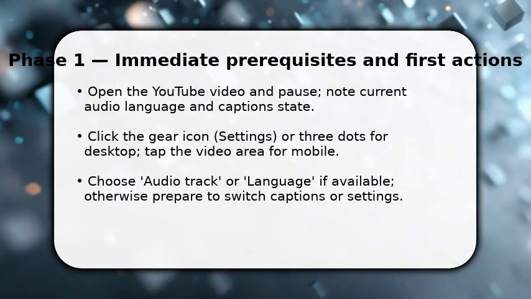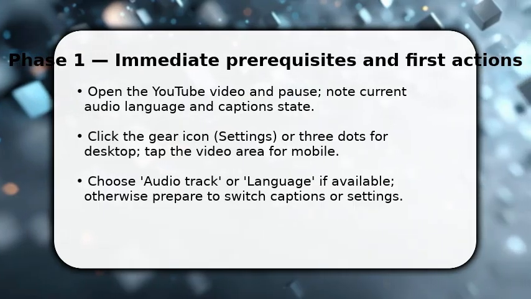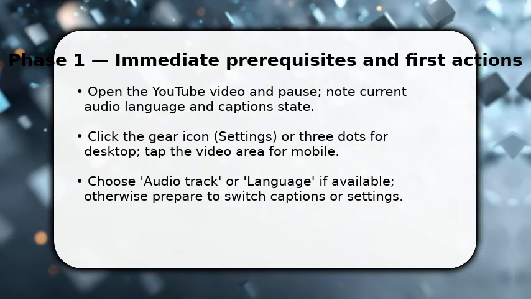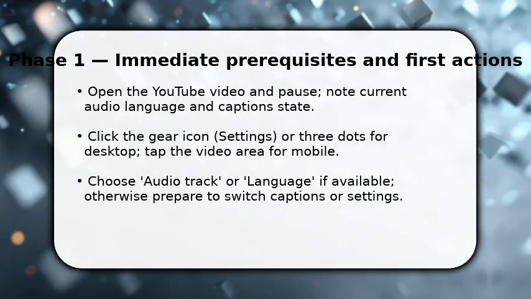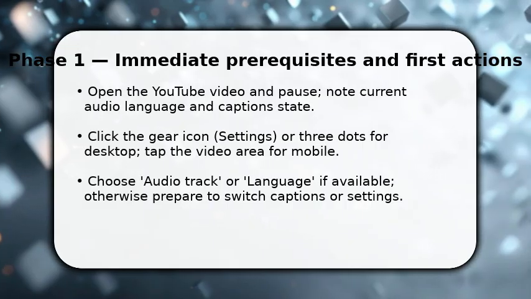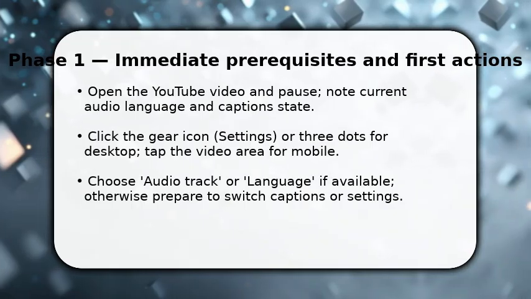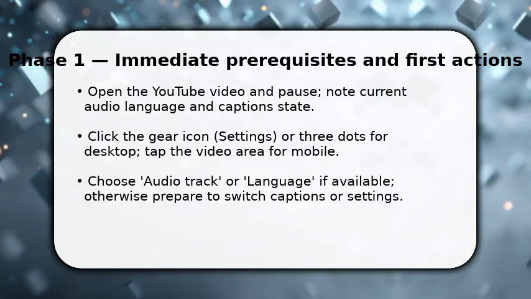You start on the video page, pause it so controls stay visible. You want to remove English audio now, so click Settings, the gear on desktop or tap the screen on mobile. Once done, look for audio track or language. Not every upload has multiple tracks. If it does, select the non-English option immediately.